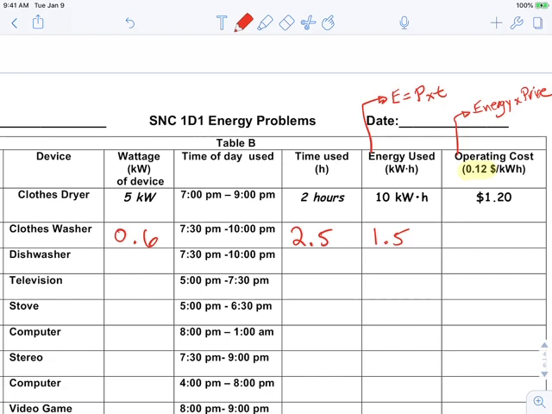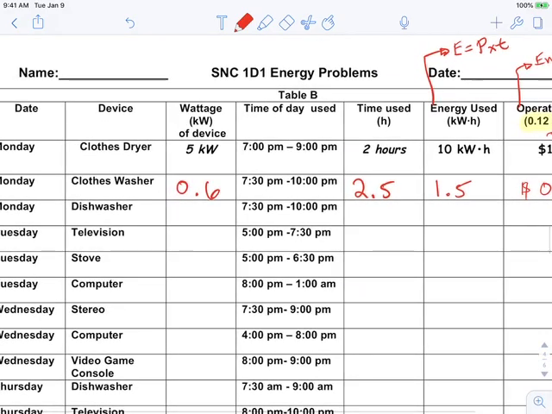From there, we can take our energy and multiply it by our price. And remember, our price is always going to be 0.12. So we're going to take that 1.5, multiply it by 0.12, and we're going to get $0.18 because, remember, it's given to you in dollars. Awesome. All right, let's do one more.